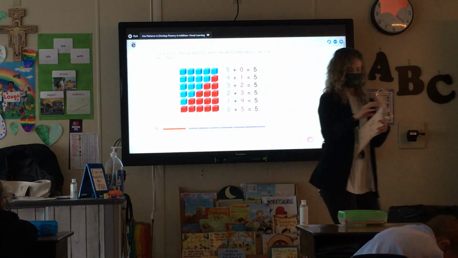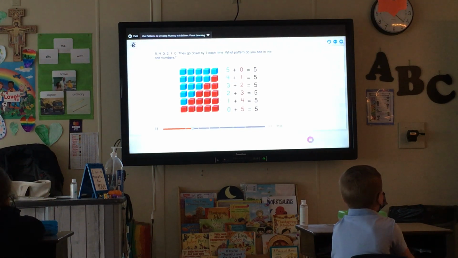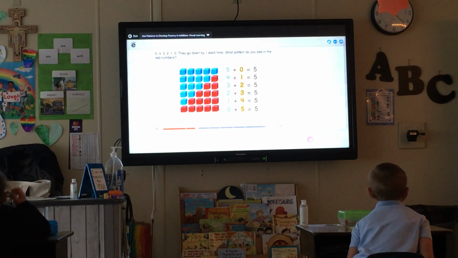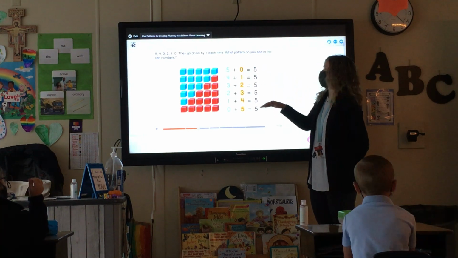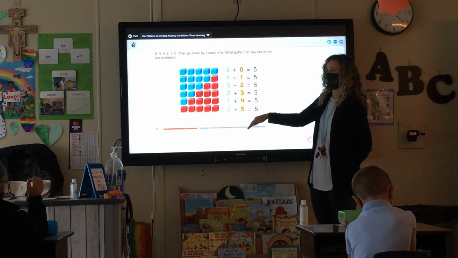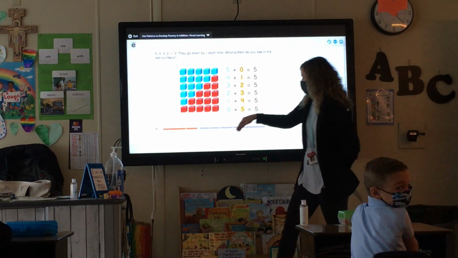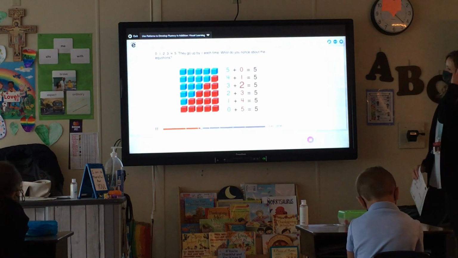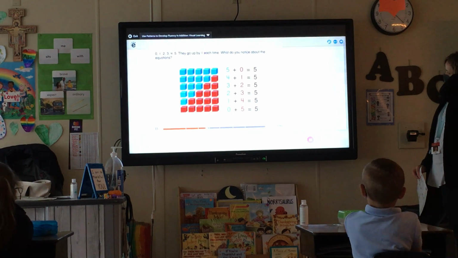Listen up. 5, 4, 3, 2, 1, 0. They go down by 1 each time. What pattern do you see in the red numbers? They're going up by 1, right? So if they're blue, we see a pattern. They're going down by 1. 5, 4, 3, 2, 1, 0. But in the red, they go up. 0, 1, 2, 3, 4, 5. They go up by 1 each time.